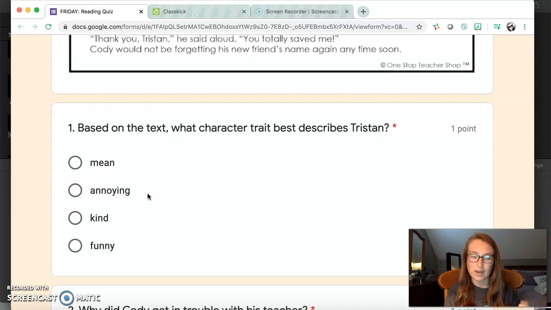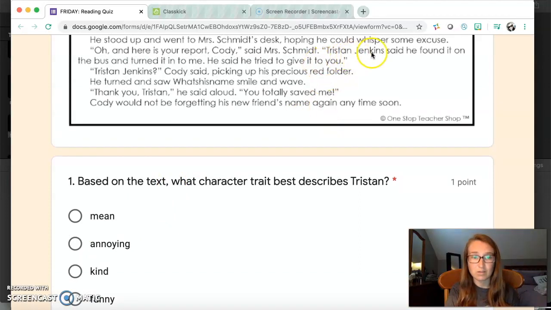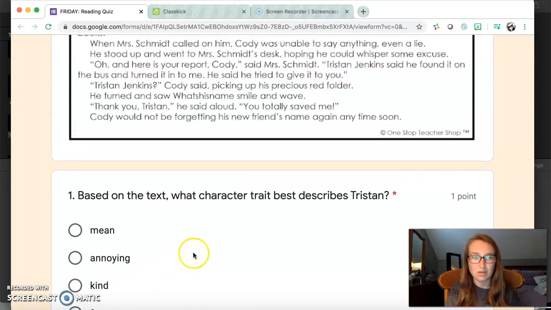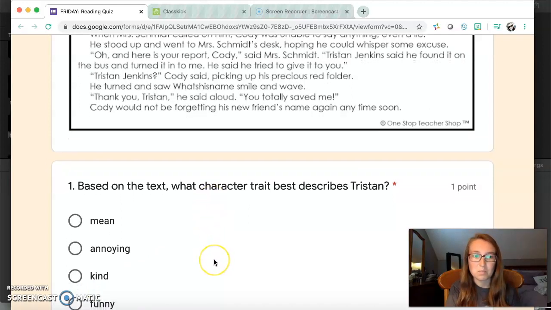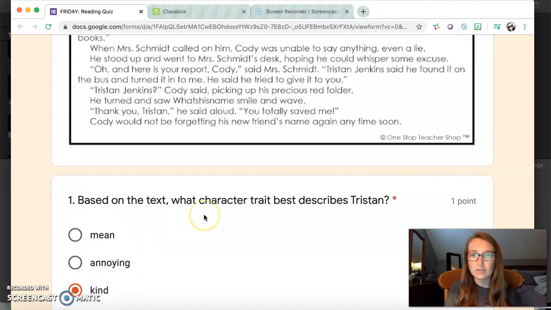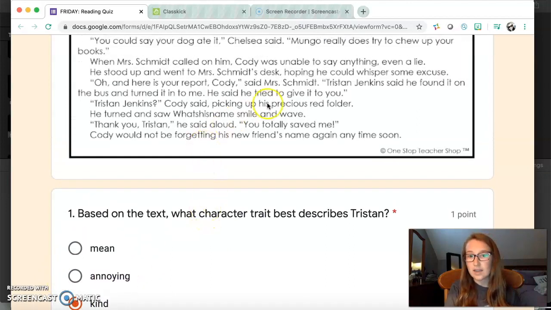Maybe earlier in the passage Cody thought he was annoying, but the character trait of Tristan, his true character trait, not really annoying. Kind. I think that's really good because it says that he found it on the bus and he turned it in for him, so I could definitely keep that one. Or funny. He didn't really do anything funny. I mean, the best answer here would be kind. And so I answered it, and then I have to go back and cite my evidence.